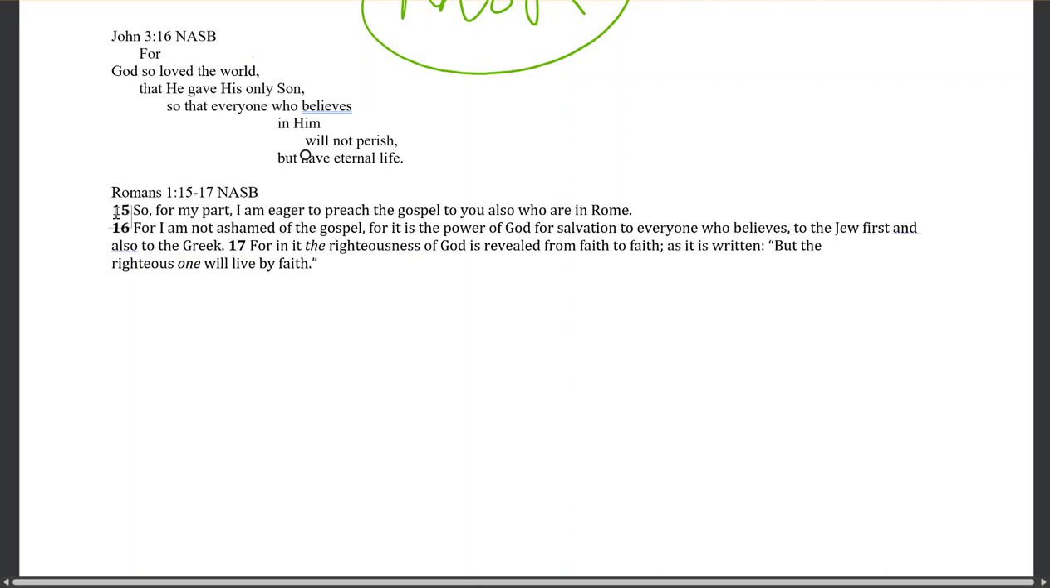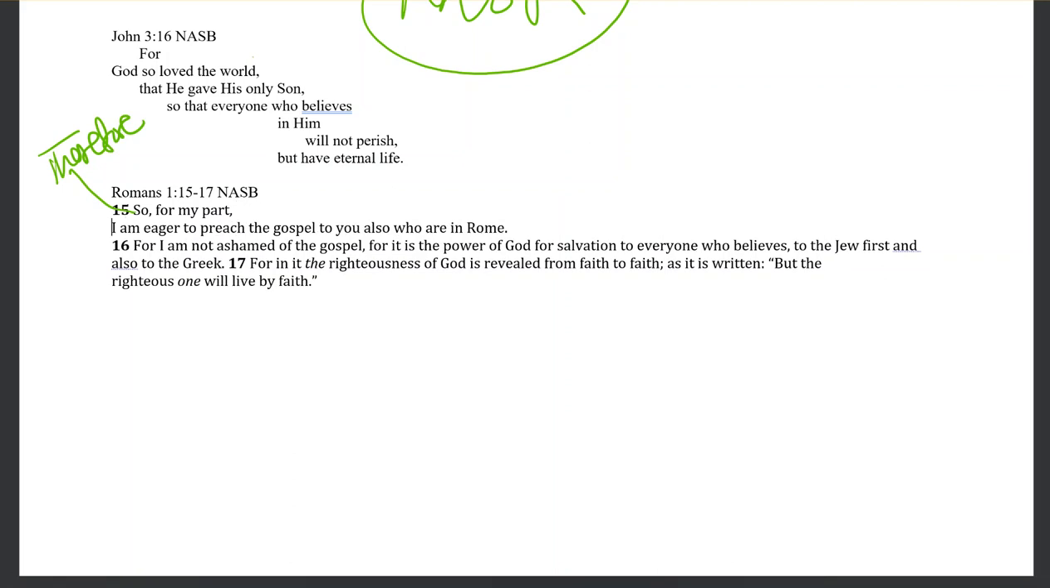Now let's look at one more, and then we'll call it for this lesson. So this is from Romans 1:15 to 17. And this is obviously Paul writing this letter to Romans and speaking of himself here. So for my part, I am eager to preach the gospel to you also who are in Rome. Here is a so that is a therefore so. This is therefore. So there's an inference there for my part.